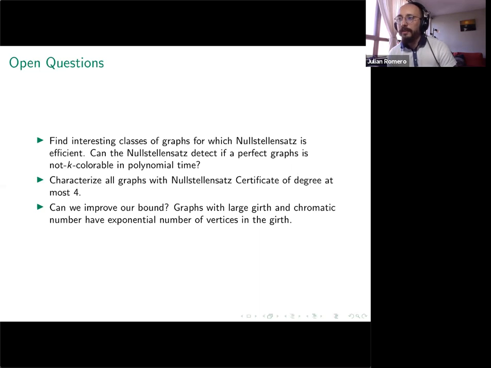And the other one, which I already told you, is to characterize graphs that have large degree certificate of degree at most 4. And then the other thing is to improve the bound, because our bounds are logarithmic in the size of the graph. But we are looking into that. And that's it.